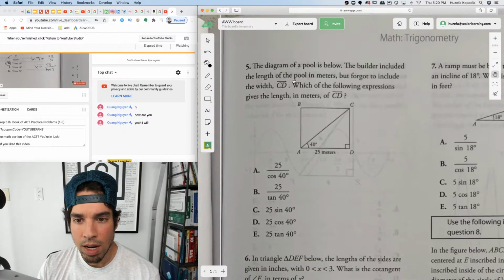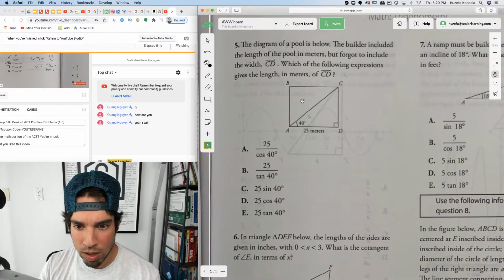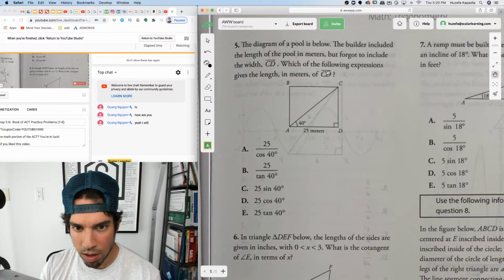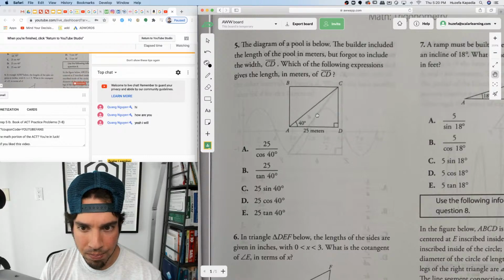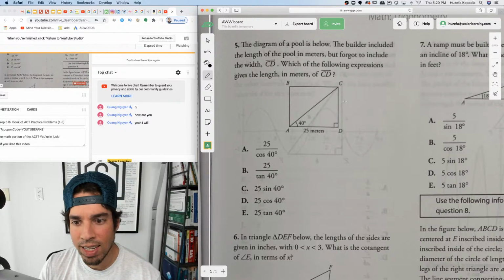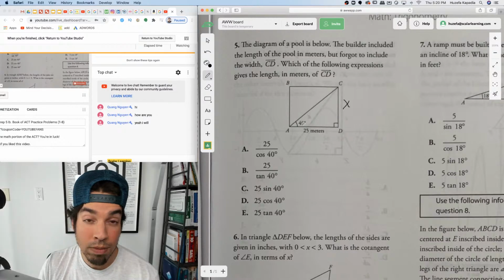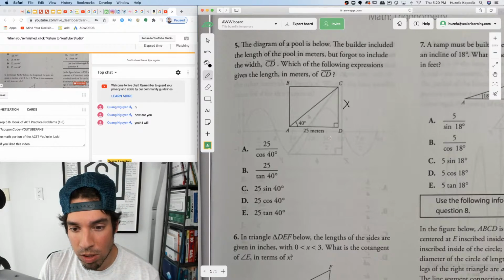Number 5, diagram of a pool is below. The builder included the length of the pool in meters, which is this, but forgot to include the width, CD. Which of the following expressions gives the width? So again, we're trying to find this value. What function am I going to use? Since we don't have the hypotenuse, I'm going to use tangent once again.